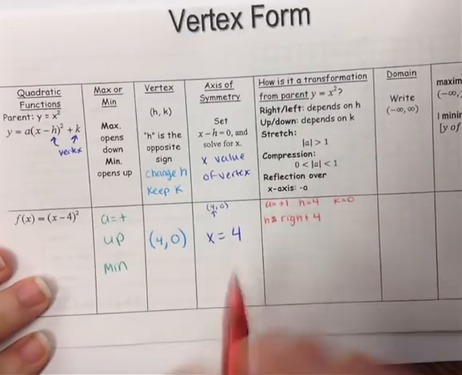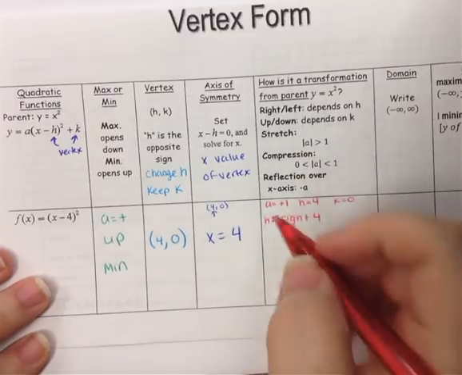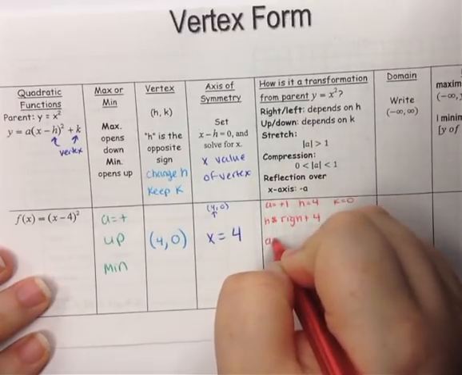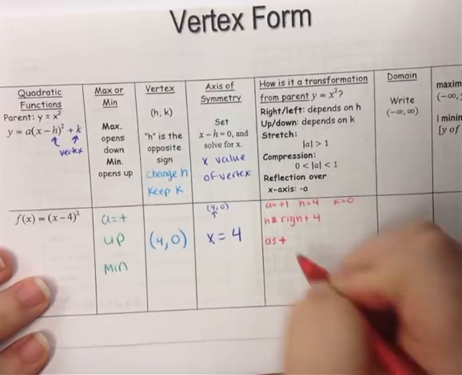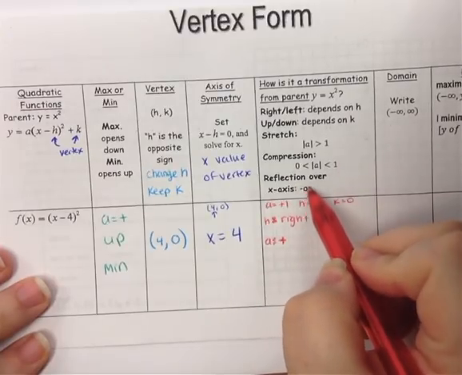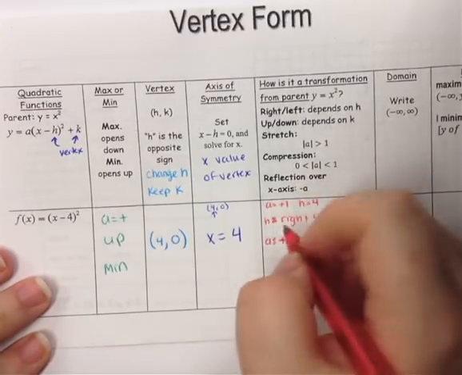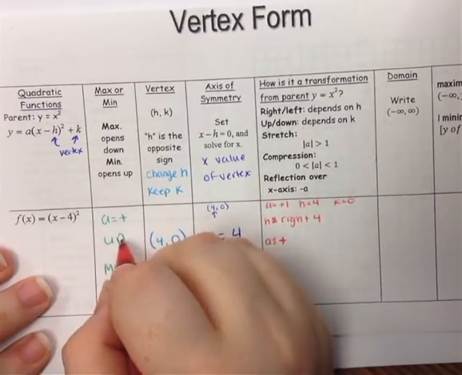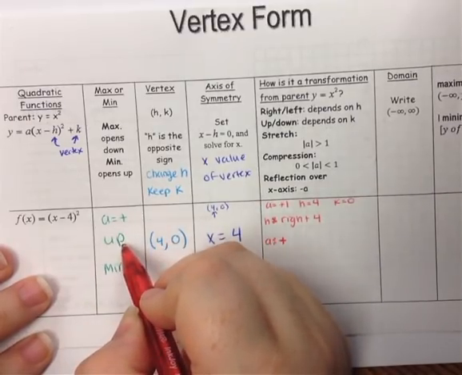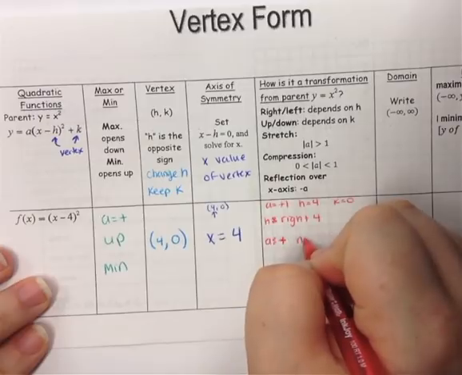Now, the a value gives you two different things. We're going to talk about the a being a positive value. Since a is positive, that means there is no reflection. It's going to open up, because if it's opening down, that's how you know it's a reflection. So there is no reflect.